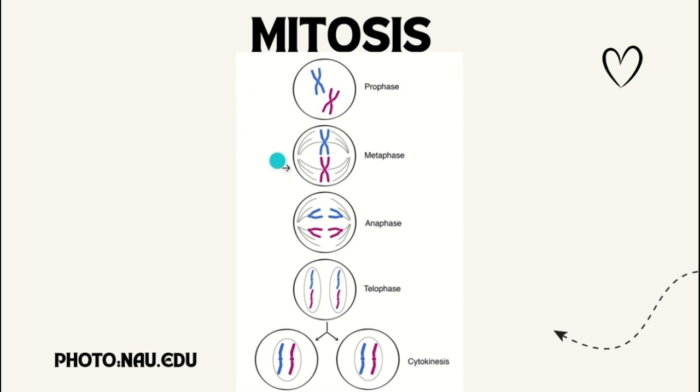So back to metaphase. In metaphase, we said before that we had centrosomes at the opposite ends of the cell. This diagram isn't clear, but it would be like a little circle ball, right?